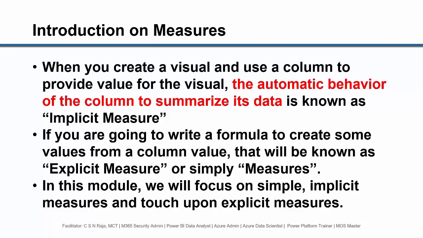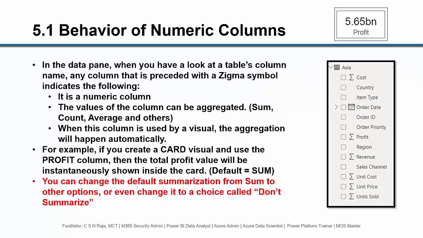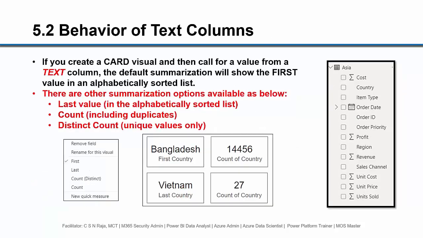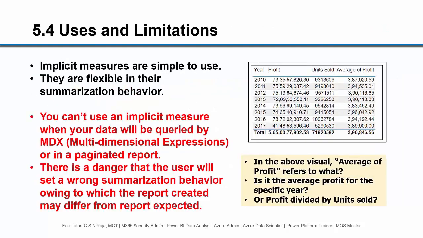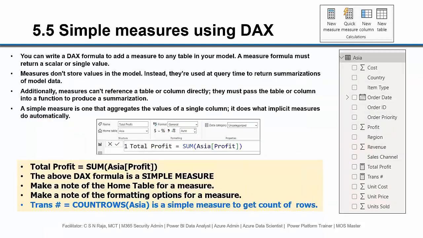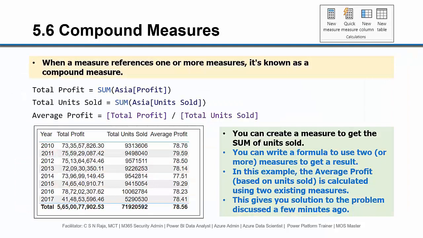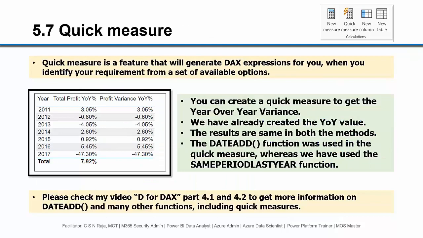To provide a quick summary of our discussions, we started with identifying the difference between implicit and explicit measures in terms of a statement, then identified the behavior of numeric columns, text columns, and date columns. We have also identified the uses and limitations of an implicit measure. We identified methods to write simple measures using DAX, and then we created a compound measure, which is a combination of more than one measure. We have also identified about quick measure and how it can be used.